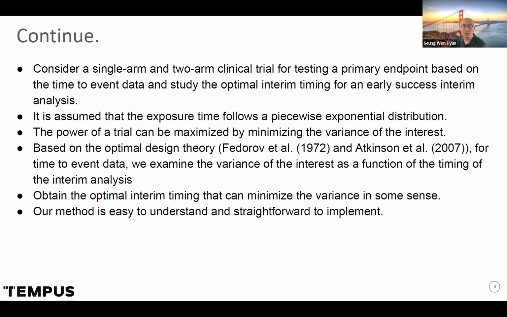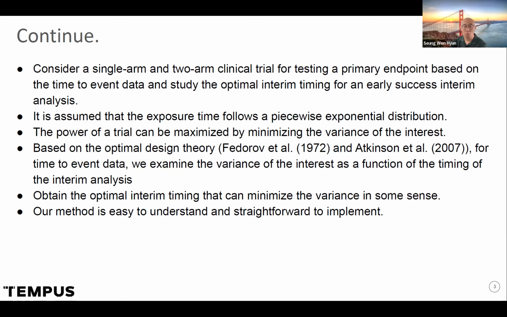For the time-to-event data, in this research, we assume that the exposure time follows a piecewise exponential distribution. The most common parametric model to describe time-to-event data is the exponential model. It describes a survival function over time as an exponential decay model. But this model assumes a constant hazard rate over time. Here, the piecewise exponential model is more like a generalized version of the exponential model, which assumes different hazard rates for different time intervals. In clinical trials, it is often observed that the hazard rate is not constant across different time intervals. So the piecewise exponential model can provide very flexible model fitting.